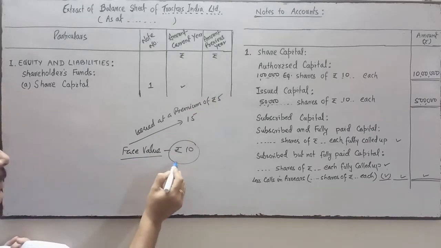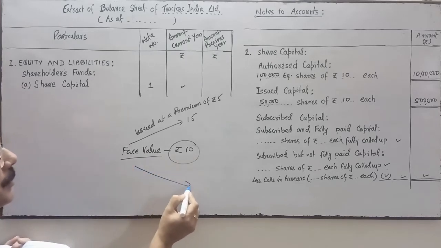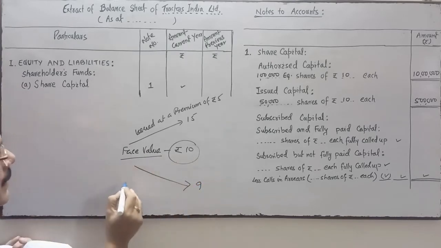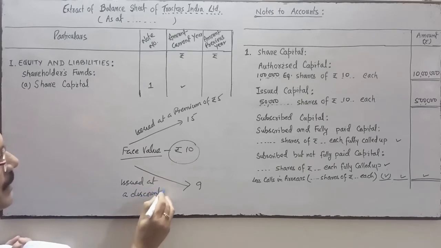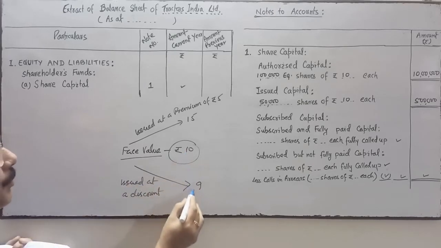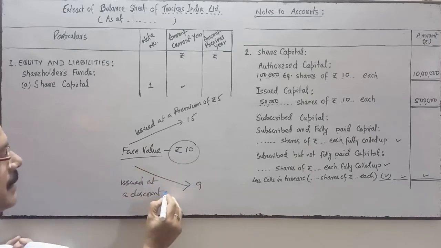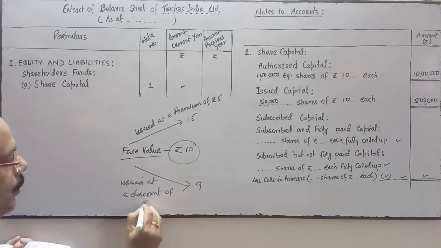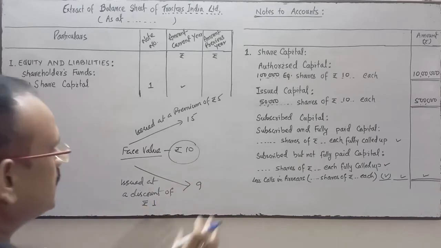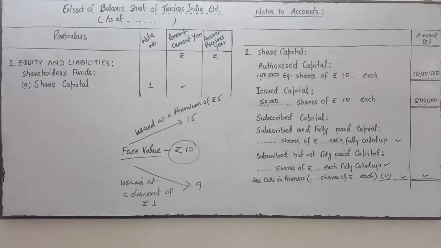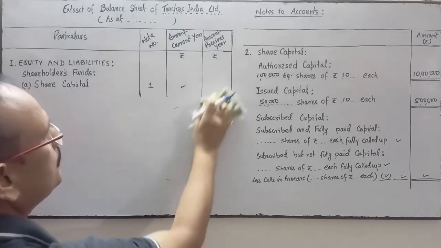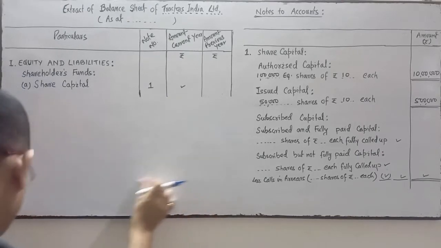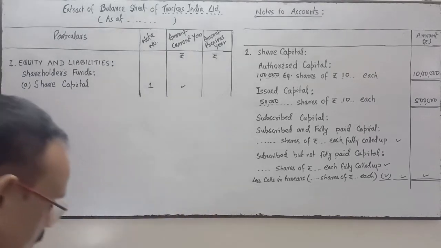And suppose the shares are issued below the face value, suppose issued at rupees 9, then it is called issued at a discount. Discount is how much? It is 1 rupee less than the face value, so issued at a discount of rupee 1. So here in this question the shares are issued at a premium, a premium of rupees 5 per share.